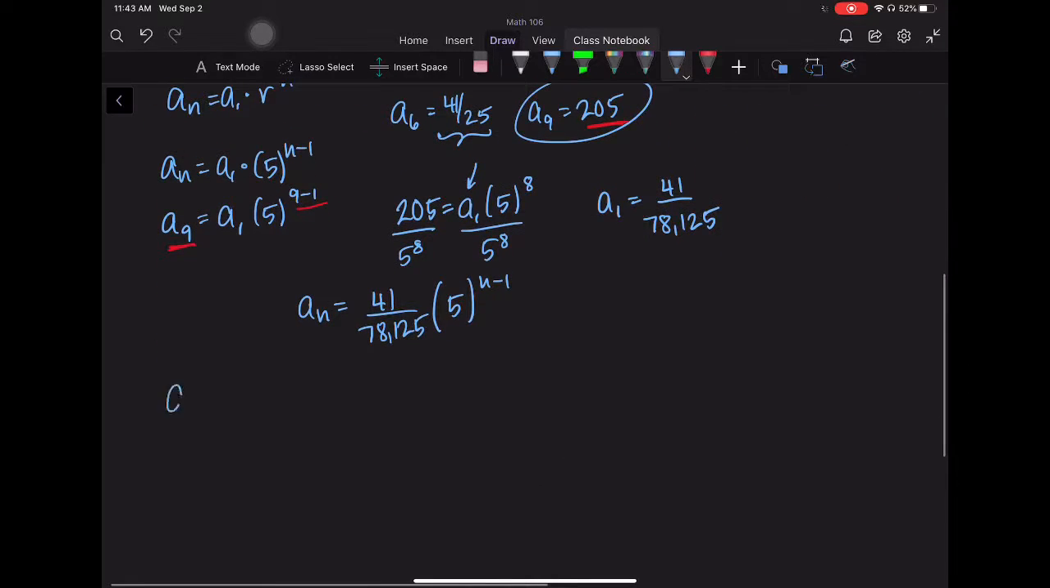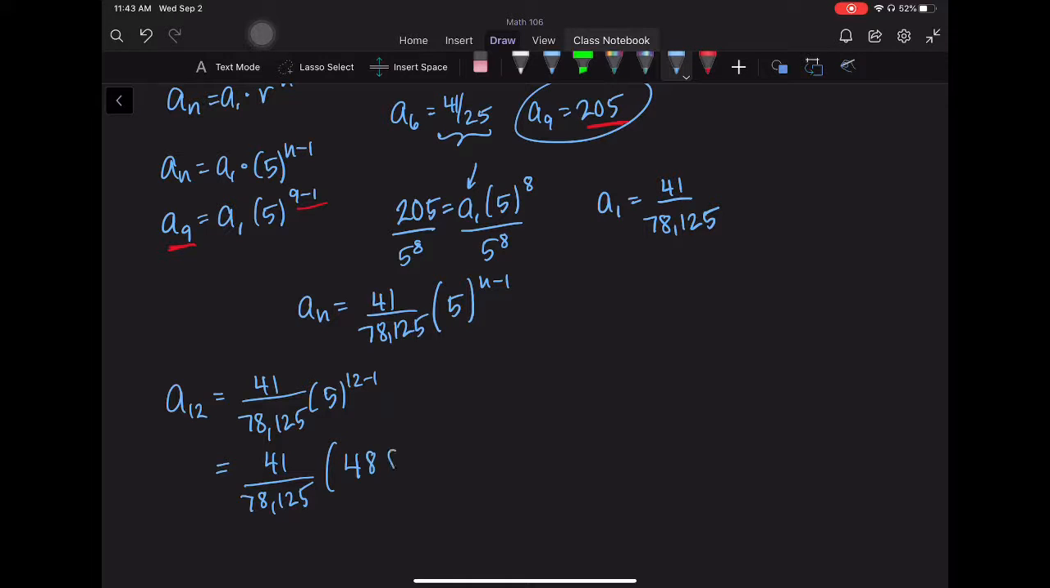Using it to find the 12th term, we take 41 over 78,125 times 5 to the 12 minus 1, which equals 41 over 78,125 times 5 to the 11th, which is a large number. Multiplying that by our a1, which was 41 over 78,125, gets us to our answer of 25,625.